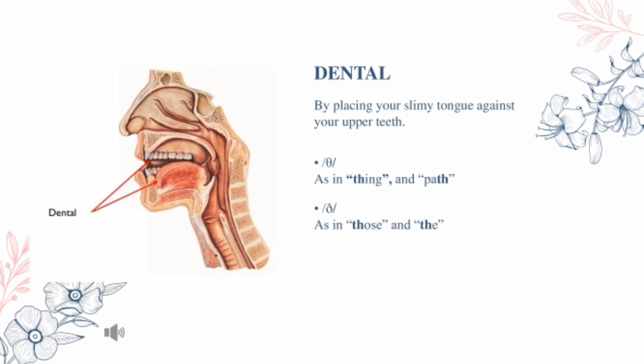There are only 2 interdental sounds in the English language. The other one is also created with the th, but it has a slightly different sound. The difference between the first and the second is that the second sound includes a little bit of vibration. So this one occurs in those and the. The first sound has no vibration and the second sound is very similar to the first sound, but includes a little bit of vibration.